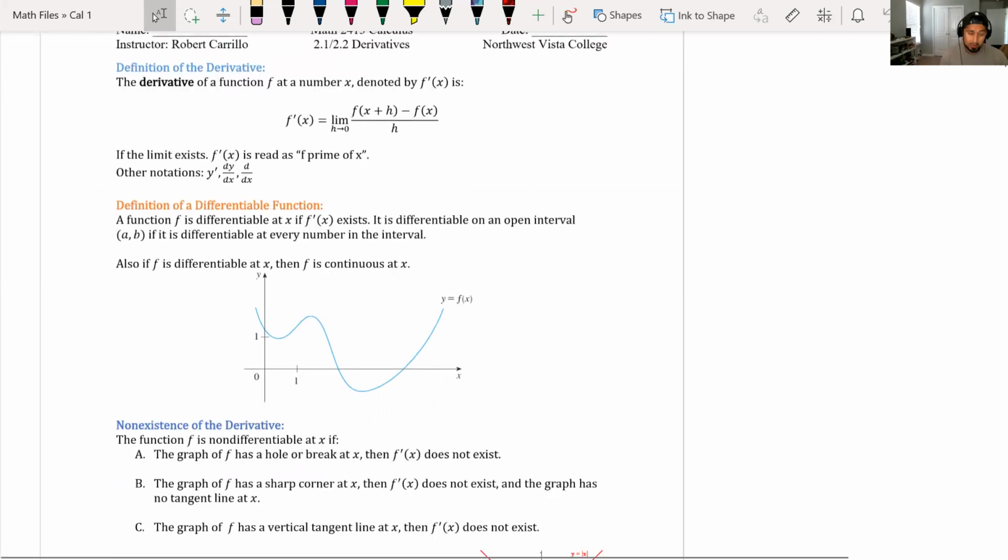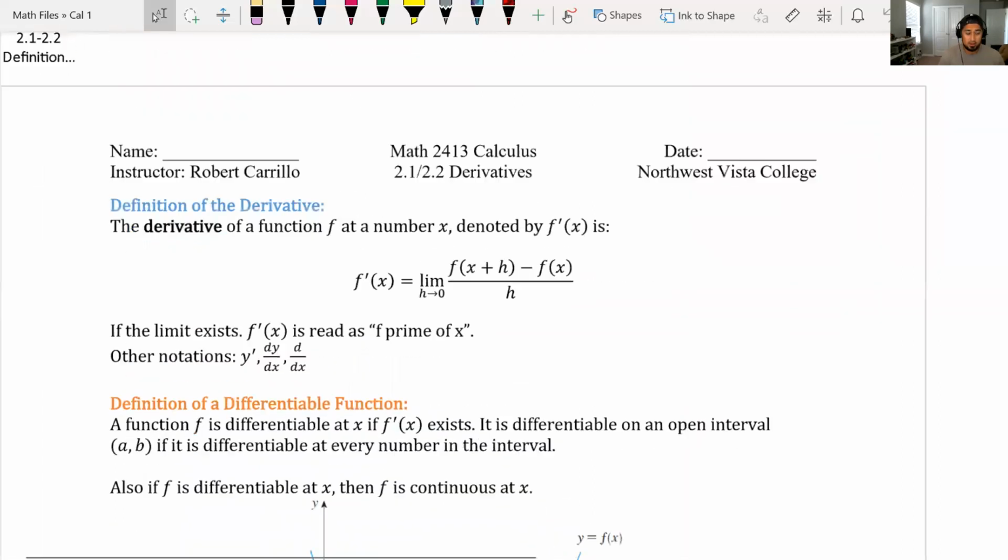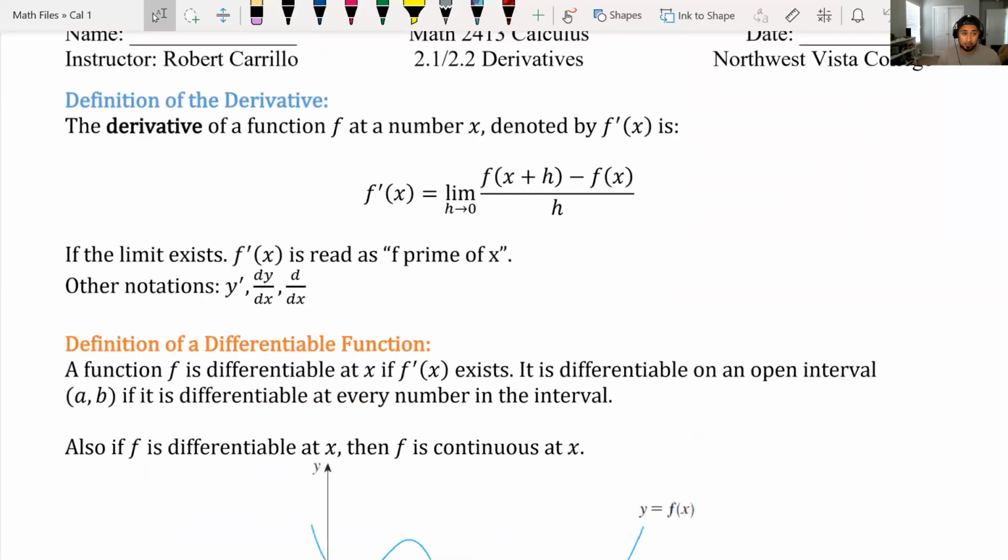Okay, so here we start with the page full of definitions, everything about what the derivative is, right? And if we get started here, the definition of the derivative of a function f at a number x, denoted by f prime of x, is given by f prime of x is equal to the limit as h approaches 0 of f of x plus h minus f of x over h. Now something must look really familiar here, right?